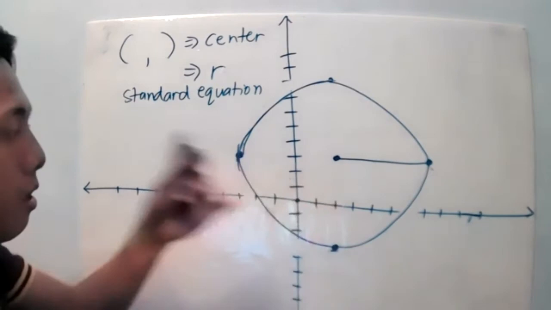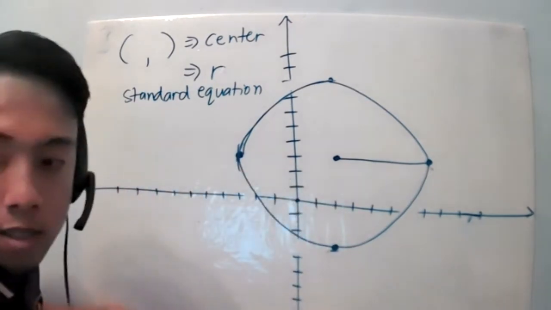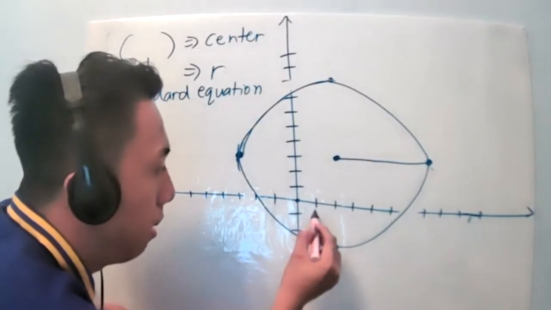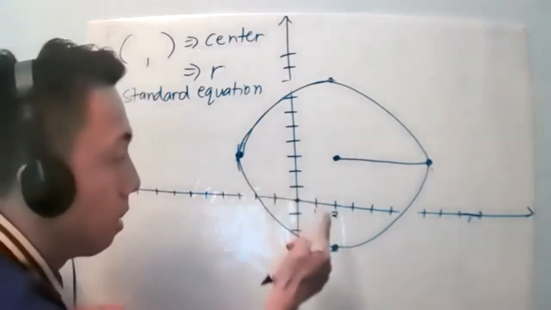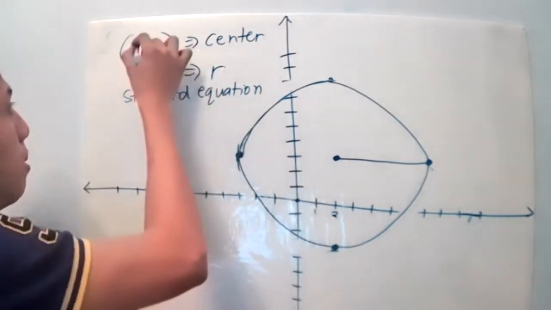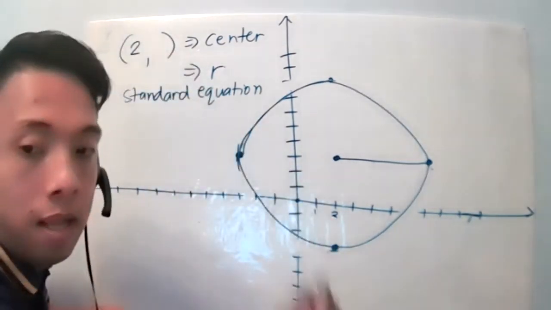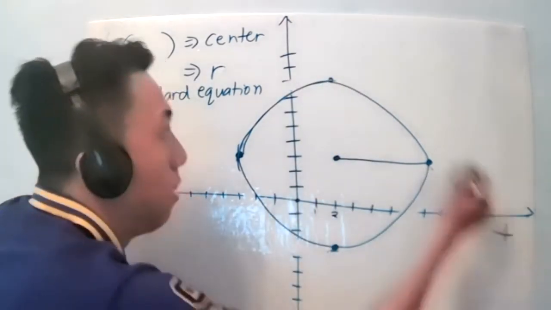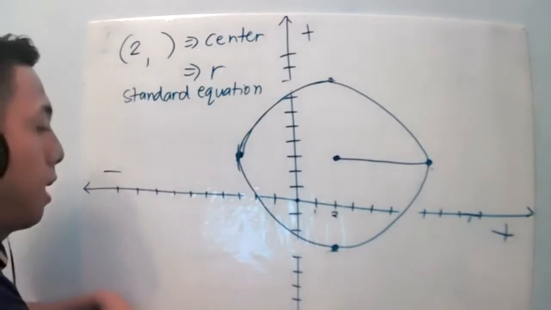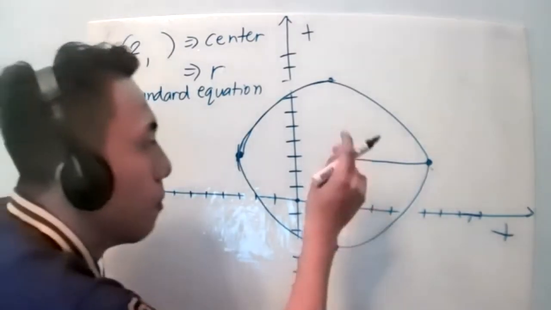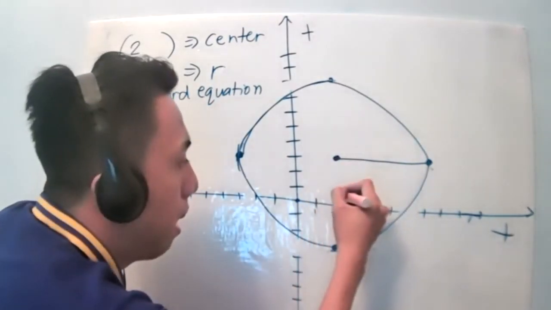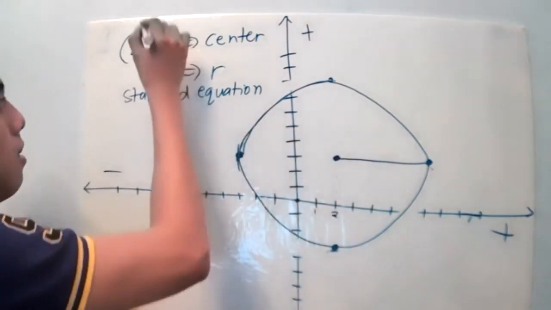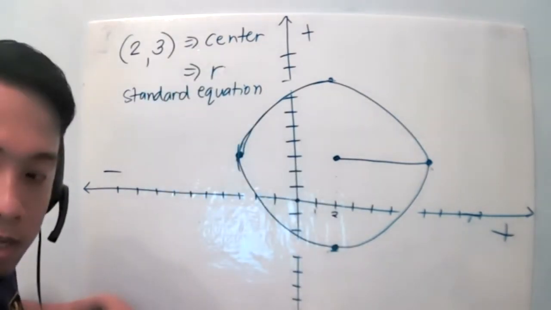Anong center natin dito? We will just count the x's. Okay? Count the x-axis. Ilan? 1, 2. Positive 2. And then, pataas tayo. That means that is also positive. Tama? This one is positive, positive, negative, negative. So, akyat tayo ng ilan? 1, 2, 3. So, ang center natin is 2, 3. Diba? Dali lang.